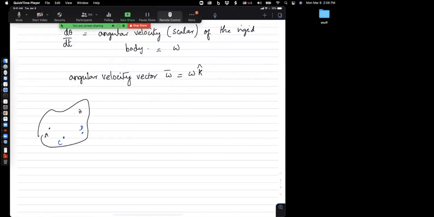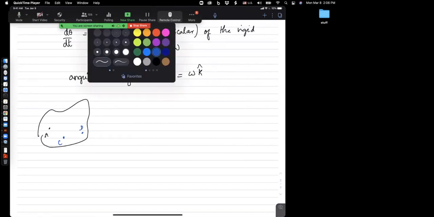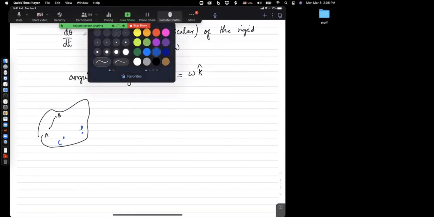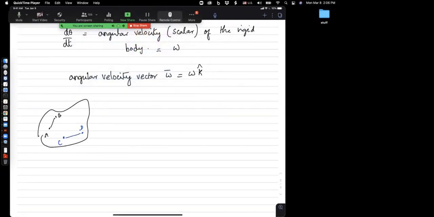Let me say A and B are like this. So this is AB and this is CD, okay? AB makes angle theta with the x-axis. CD will make some other angle with the x-axis. But the rate of change of that angle that CD makes with the x-axis will be exactly the same as the rate of change of the angle that AB makes. Why is that?